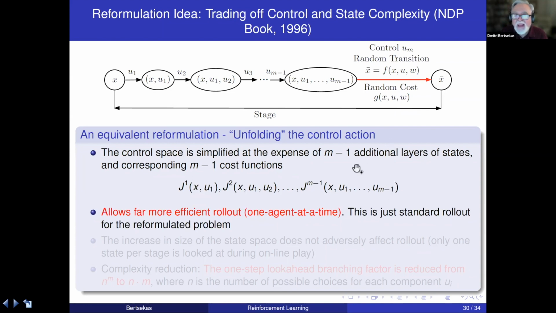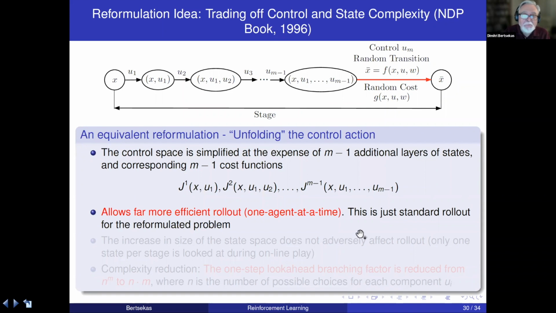On the other hand, if you want to do just rollout with a base policy, as opposed to computing an optimal policy, this complication with the more complicated state space does not matter, because rollout does not care about how complicated the state space is. It only cares about how complicated the control space is, because it has to choose at every state that it encounters online, it has to choose a control.